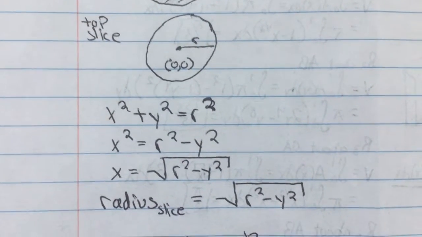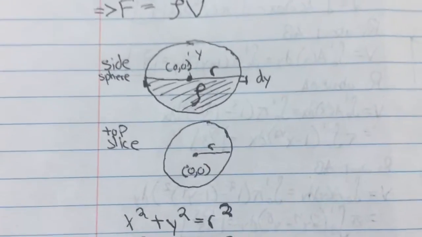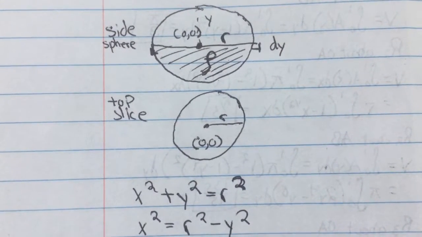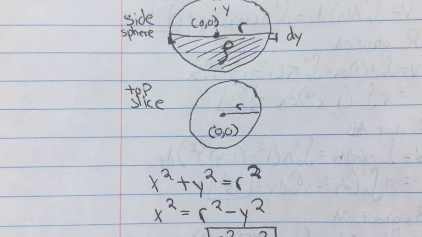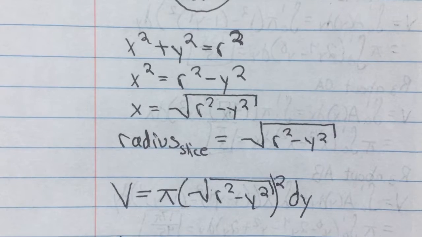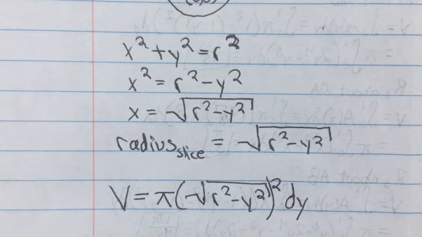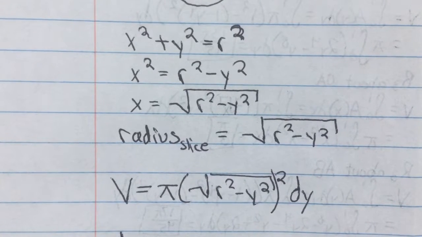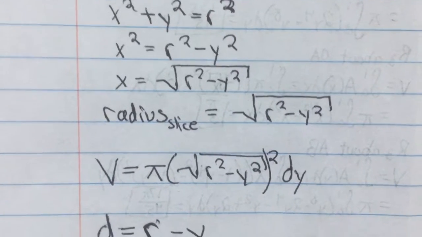I specifically said radius of a slice because there's already an r in there, right? But that is the radius of a slice of a volume of water. And we're going to be summing up those slices in an integral later, so that we get the entire volume. Right here, we said that the radius of the slice is equal to the square root of r squared minus y squared. So using the disk method, we have the volume is equal to pi times the square root of r squared minus y squared, squared, dy. That is the volume.